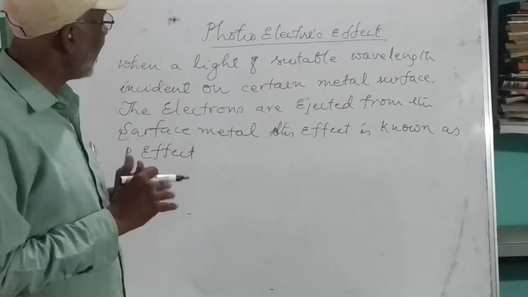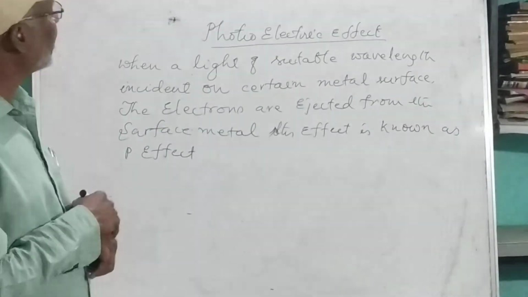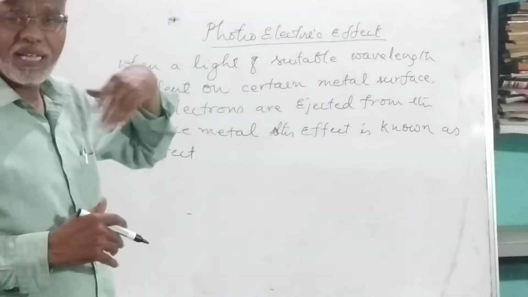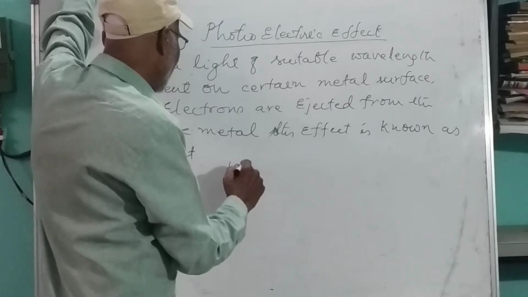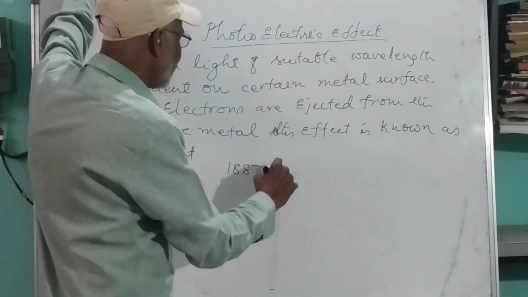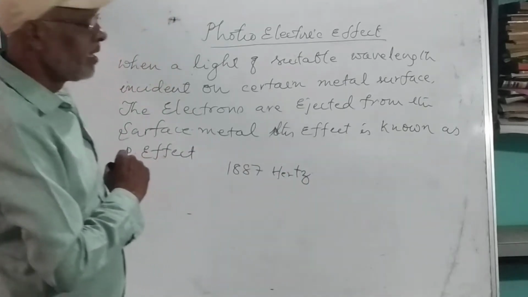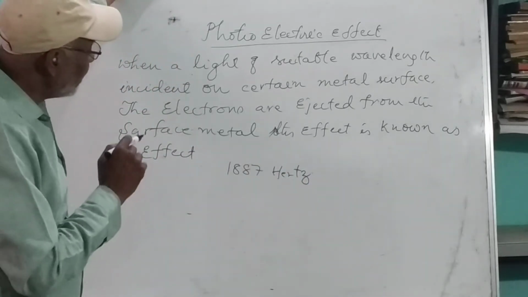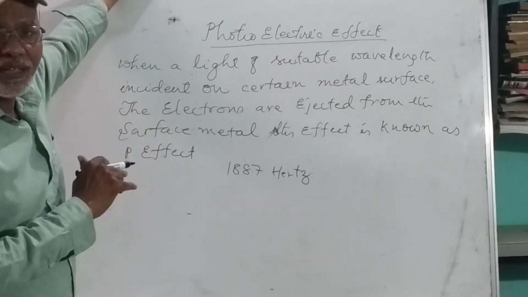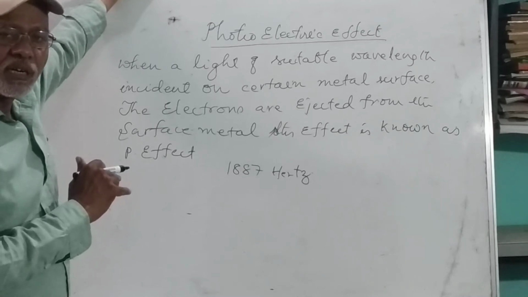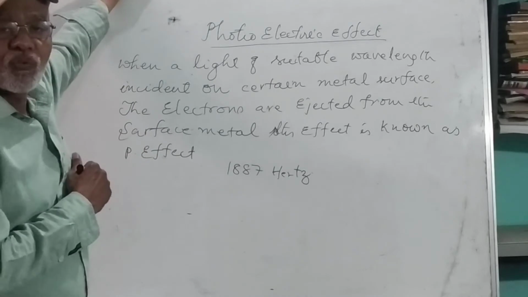Now let us discuss the experimental setup, and who discovered this photoelectric effect. Basically, in 1887, Hertz accidentally discovered this phenomenon. Later, the photoelectric effect was explained by Albert Einstein. Therefore, the credit goes to Albert Einstein for explaining the photoelectric effect.